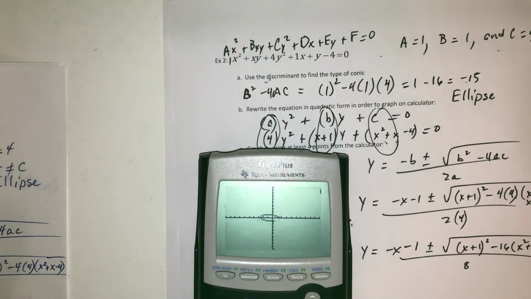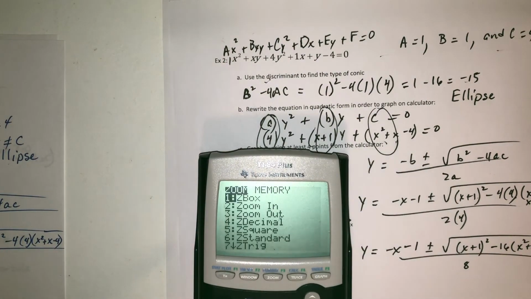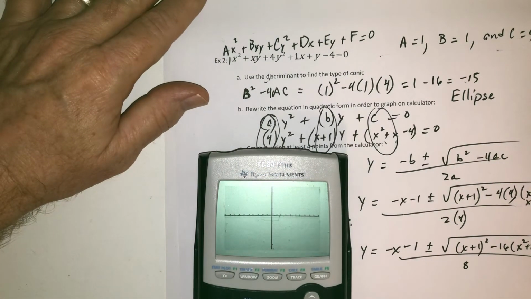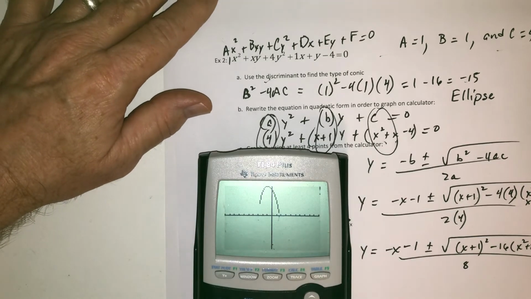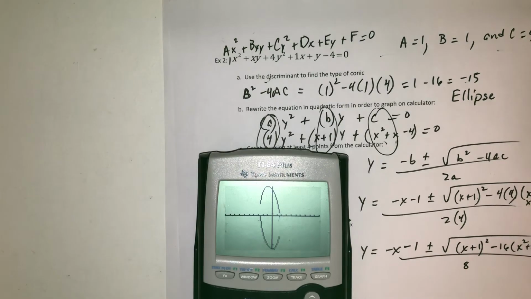All right, and here is the ellipse that you should get. And it might help if we did zoom 0. I think that might put it on the screen a little better for you. Let's see what happens when we do zoom 0. And there's what that ellipse would look like. Okay, all right, that's the ellipse.